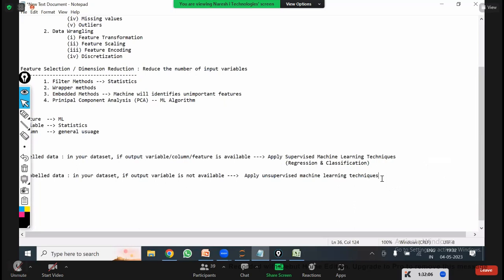What are those techniques, we'll discuss in tomorrow's class. The list of machine learning techniques, the introduction with all the techniques one by one, what the different types of techniques are, and in which case which one we have to apply for which type of data. All these things we'll see one by one in tomorrow's class. Is that clear, guys?